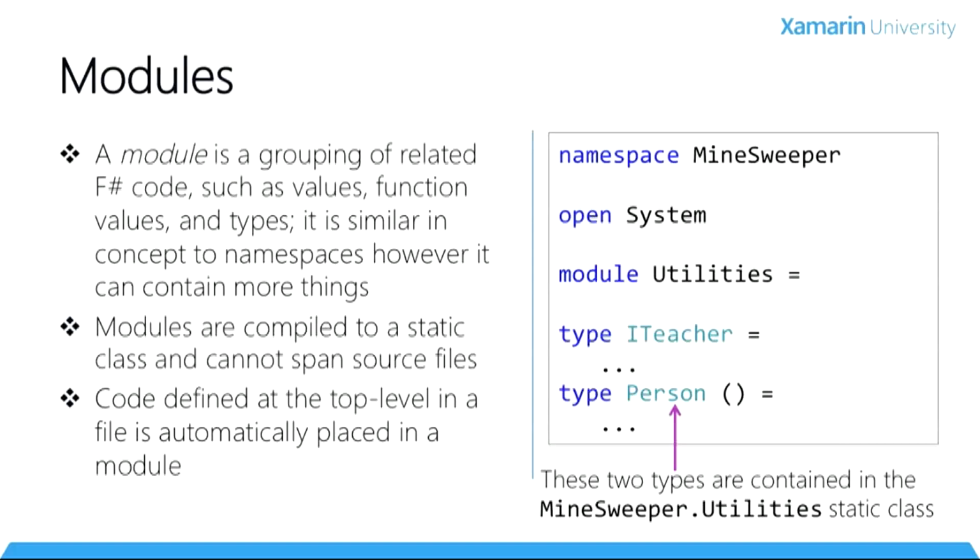And that means they can't span multiple files like namespaces can, but they can include things other than types, such as let-bound values, unlike namespaces. F# programmers tend to use modules over types in F#-specific code. When working with or exposing functionality to other .NET languages, that's where they'll more often create types.